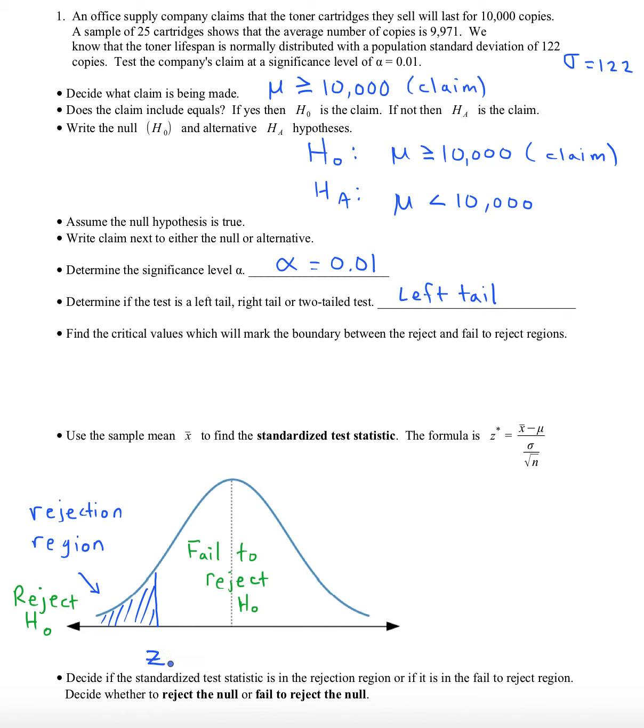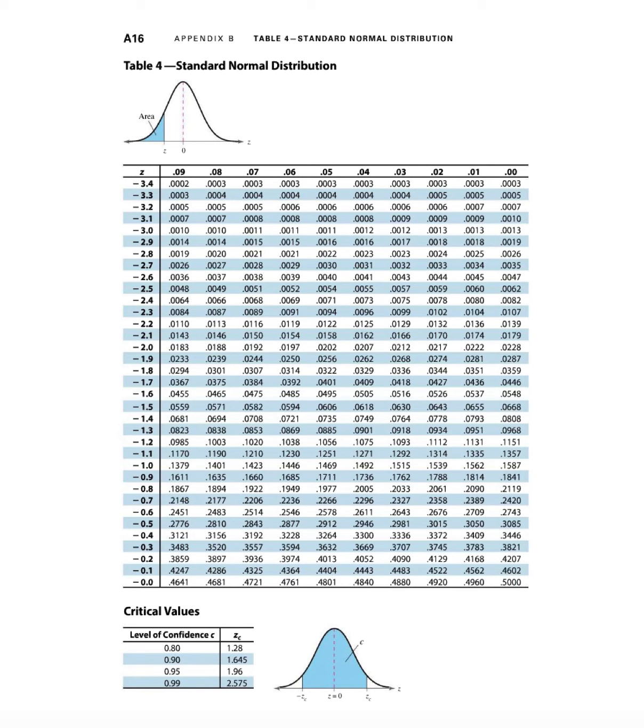We need a Zc value. Now, since our alpha is 0.01, we want to look up that area on the table because that is the area of the left tail. We need to go to the formula tables for that. So one of the ways that we can look up the Zc is to do it the same way we had done in the past, and that is to find the 0.01 in the body of the table.